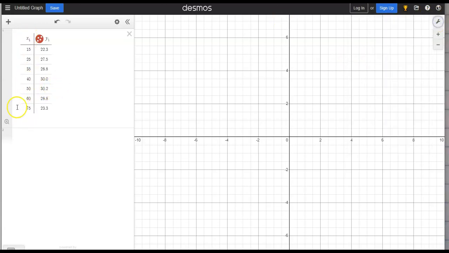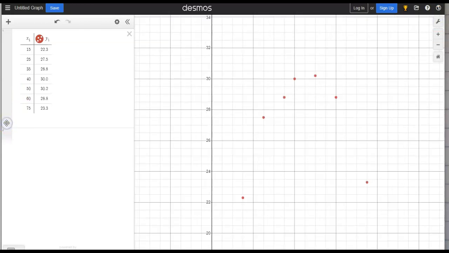But another way to do it is see this little zoom fit. If I hit this, boom, it's going to zoom right to a window that fits your data well. All right, so now what? How am I going to come up with an equation that models this? And that's where I'm going to type in a version of the standard form equation for a quadratic equation.